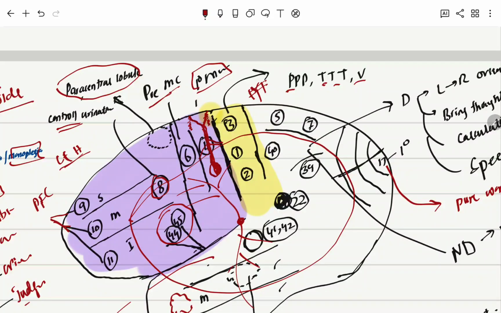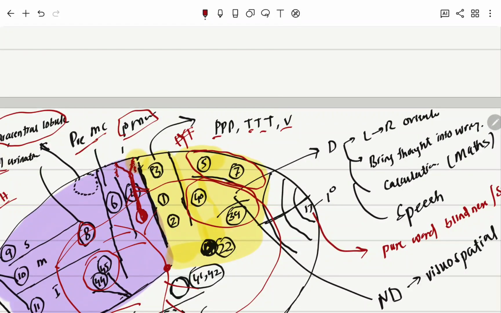Okay, then we'll have another area. This whole area is the parietal lobe, so let me highlight it. This whole yellow area is the parietal lobe. The upper part is Brodmann area 5 and 7, right? This is called the superior parietal lobule, and this one is called the inferior parietal lobule. Both have different functions, so let's discuss the dominant parietal lobe.